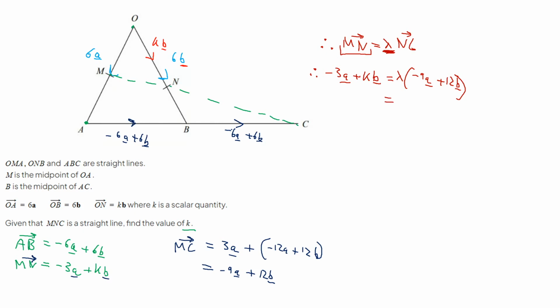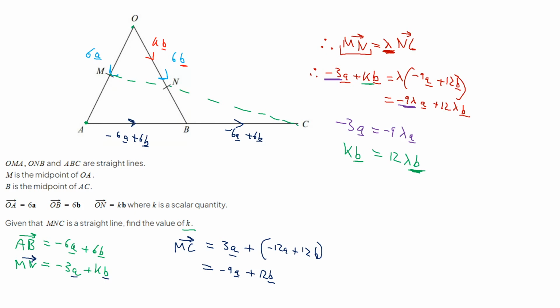We'll then expand the bracket, so we're left with minus 9 lambda A plus 12 lambda B. And then once again, we can compare the coefficients. So minus 3A is equal to minus 9 lambda A. And if we look at the other one, KB is equal to 12 lambda B.